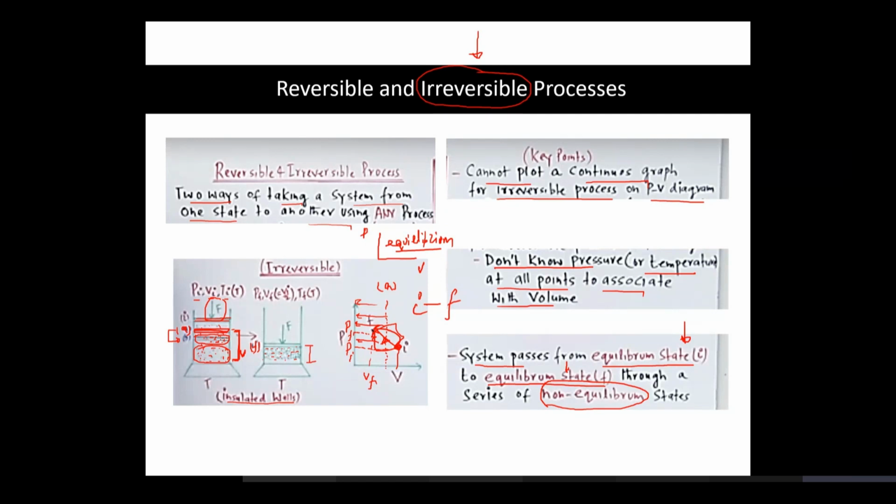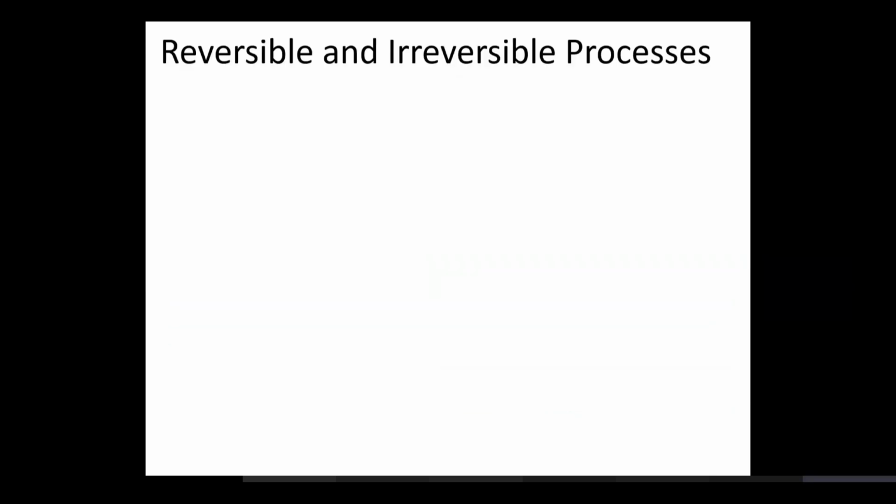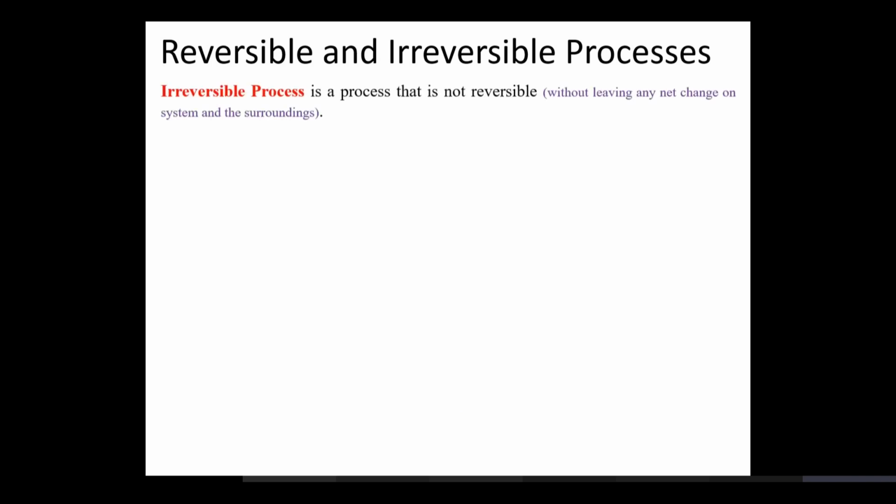Now, moving on, before we try to understand what a reversible process is: an irreversible process is that which is not reversible. Not reversible in the sense that if you try to reverse the process, you cannot do so without leaving a net change on the system and the surroundings. This would be a little difficult to digest at the moment. An irreversible process is not a process which cannot be reversed.